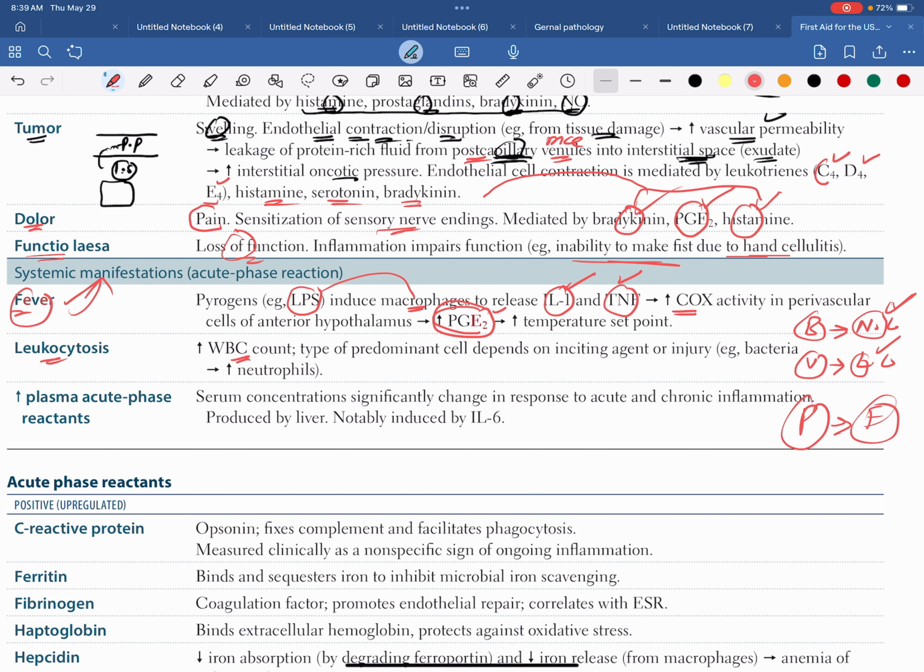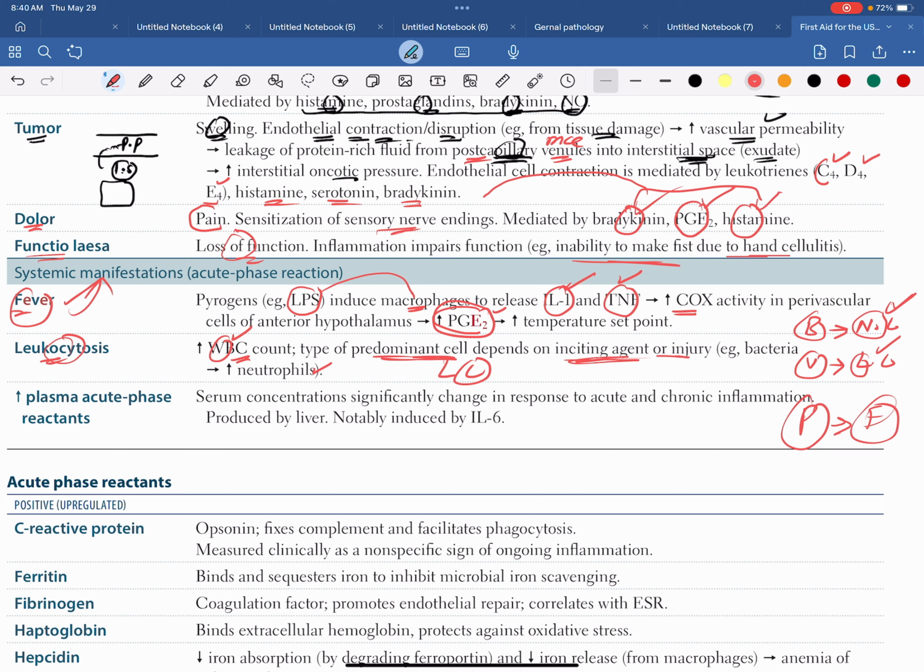So these are the important examples in which a specific type of cell is going to be increased. So here they mention leukocytosis. What is leukocytosis? Basically it is the increased amount of white blood cell count in the blood, and the type of predominant cell which is going to be increased depends on the initiating agent or injury. Like if it is a viral infection, you will get the predominant cell lymphocyte. If it is a bacterial infection, you will get the predominant cell neutrophil. So this is the important point.